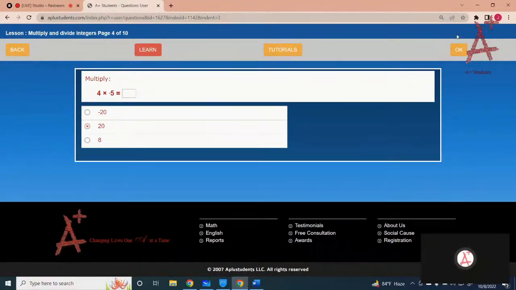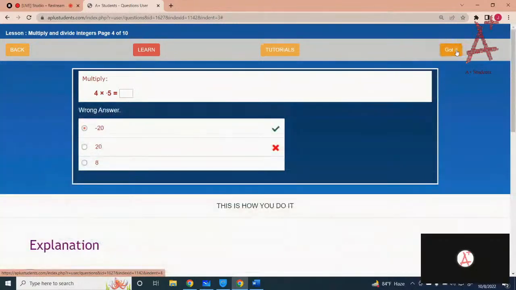Select the correct option and click on the OK button. Oh, sorry. Both the numbers have opposite signs. 4 times negative 5, so your answer must be negative. So it would be negative 20. Got it?